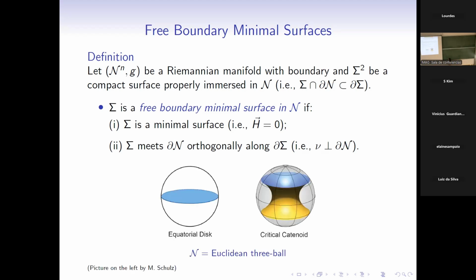For the Euclidean three-ball, we have these two classical examples. You have here the equatorial disk. You take any plane passing through the origin, you intersect the ball, you get a free boundary minimal disk. And on the right, you have here the critical catenoid. This beautiful picture was done by Mario Schulz. He has a website where he has lots of pictures of free boundary minimal surfaces, and he kindly let us use it. You should check it out and play with them.